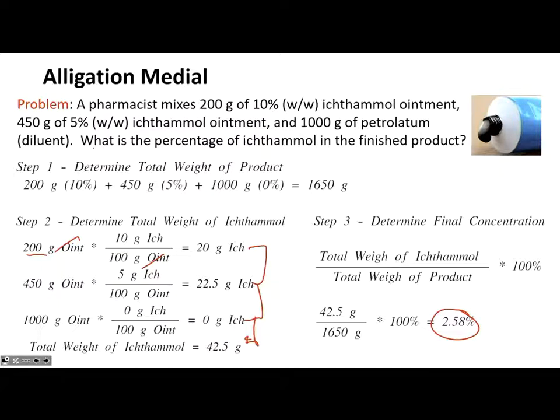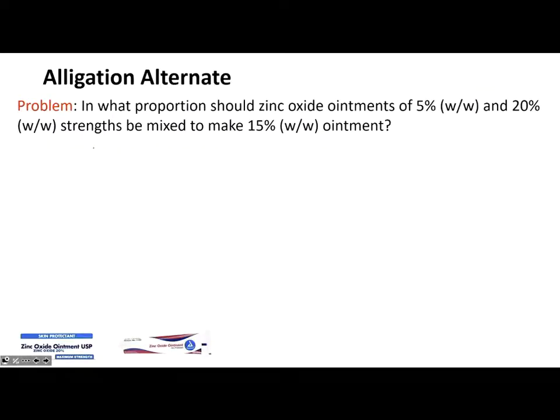And that did illustrate to you the process, the three steps for the alligation medial. Total weight of the product, total weight of the drug, take the drug divided by the product. That's the three steps, not overly difficult. Okay? Now, this is where it gets to be important here.